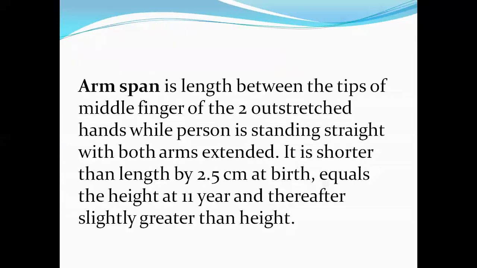Arm span is the length between the tips of the middle fingers of the outstretched hands, while the person is standing straight with both arms extended. It is shorter than length by 2.5 centimeters at birth. It equals the height at 11 years. Now we can see that upper segment and lower segment are equal at 10 years, and arm span is equal to height at the age of 11 years. Thereafter, it is slightly greater than height.